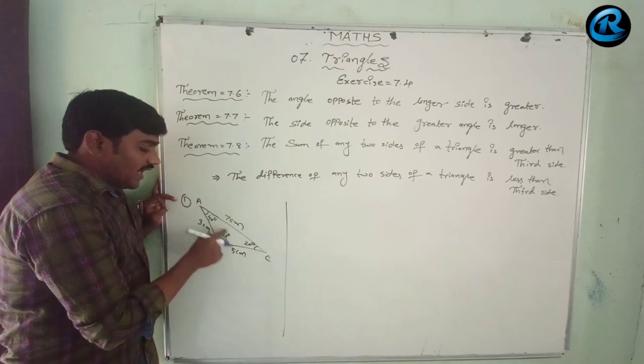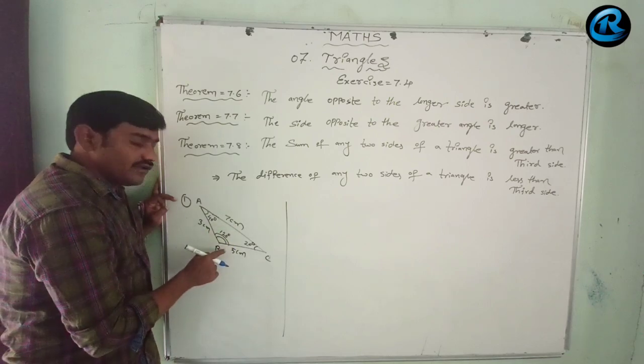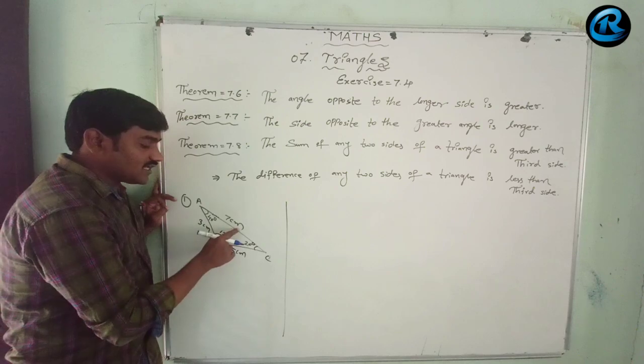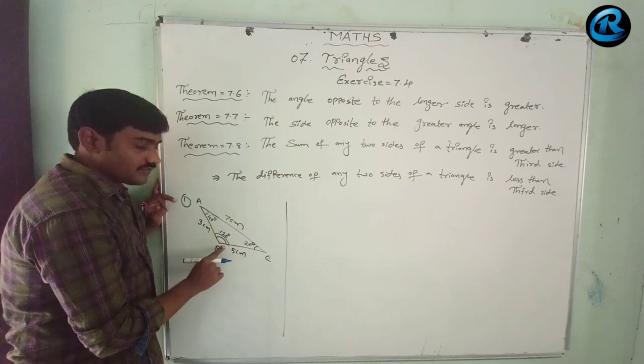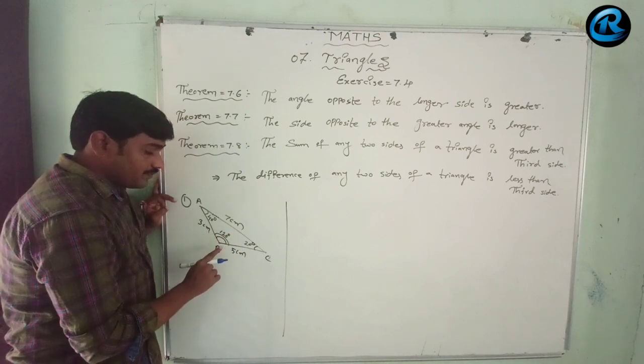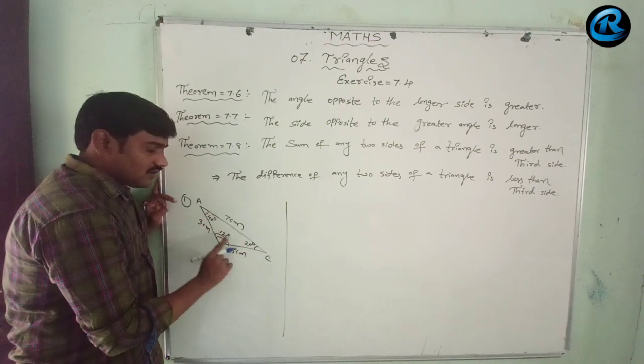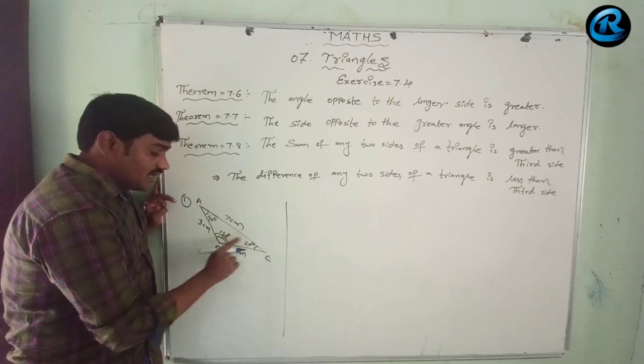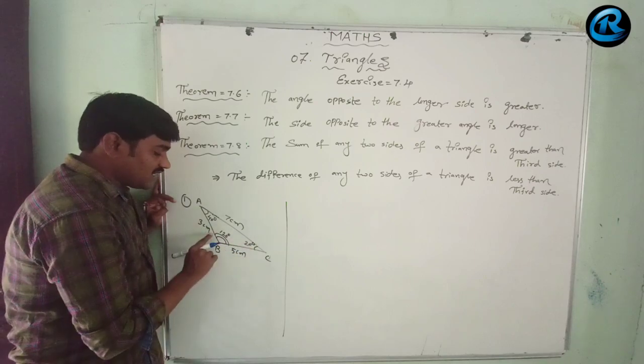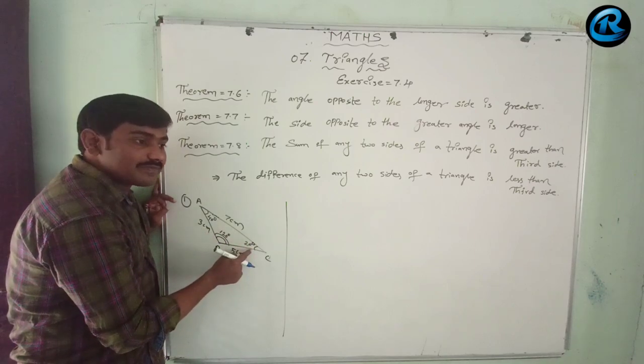The angle which is opposite to the longer side is greater. The angle which is opposite to the smaller side is small.